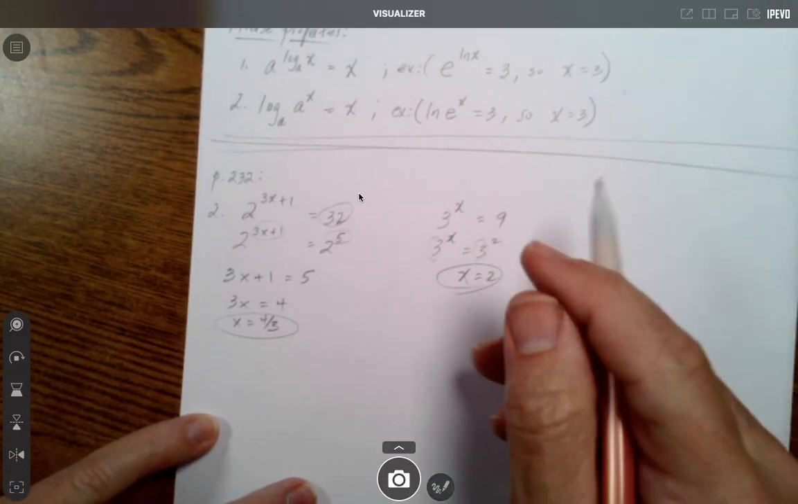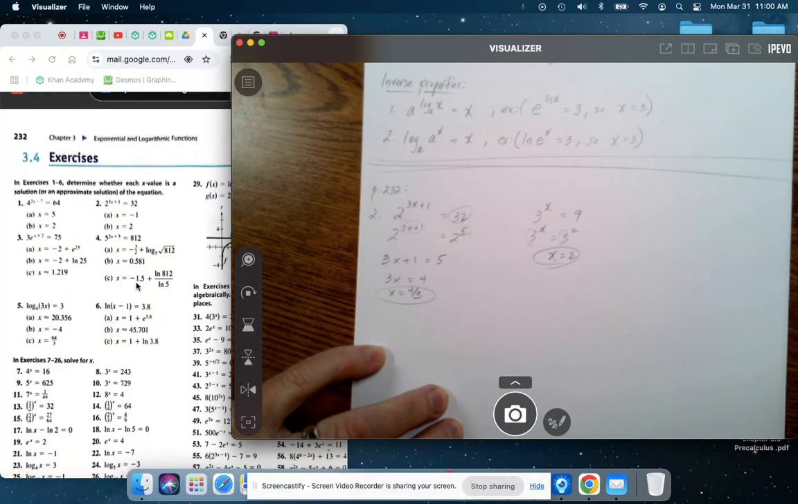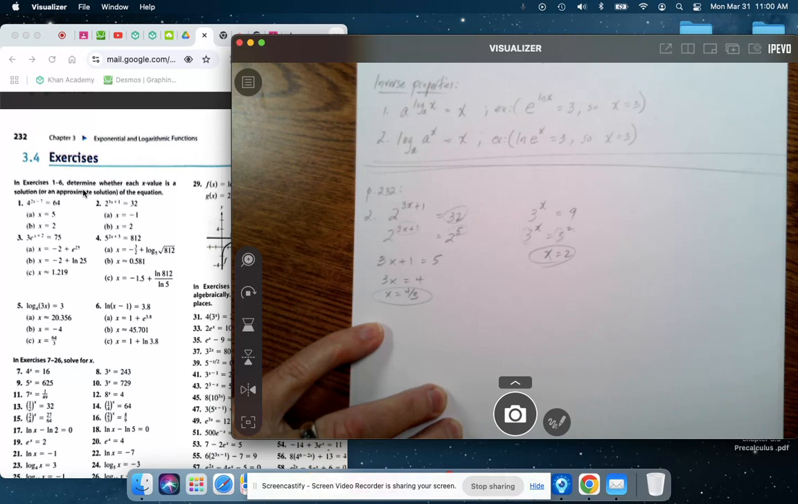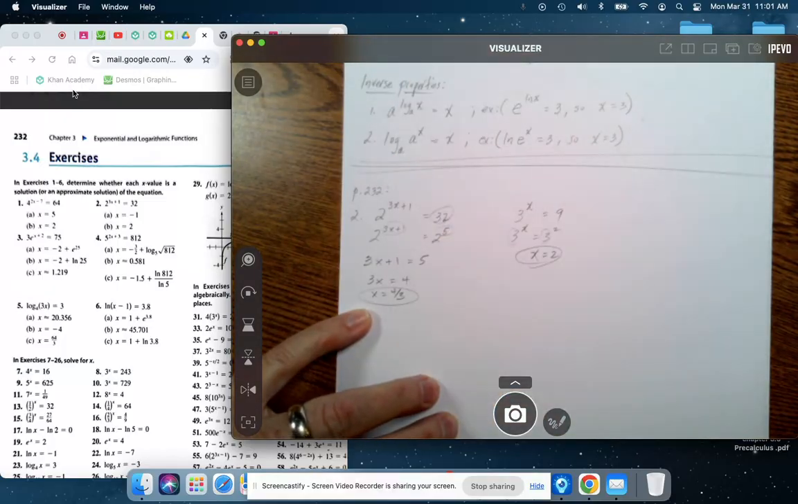All right. Going back to the textbook, I was supposed to say which of these is correct. Let's see. Determine whether each x value is a solution or an approximate solution of the equation. So x equals -1, obviously not, because the answer is 4/3, and x equals 2. So now I think that what they wanted us to do is plug those numbers in and see what we got.